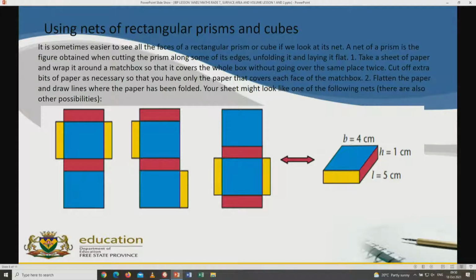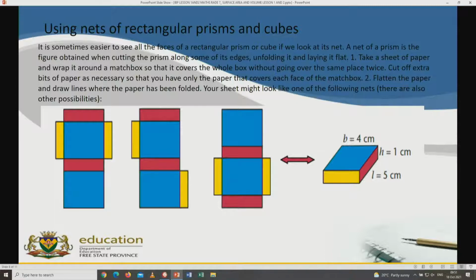Now this is the unfolded matchbox. It is now a net. And if we fold and put these opposite sides or faces together, we will end up with a box looking exactly like a matchbox. Now, let us have a look at the dimensions. What are the dimensions? It is the measurement going in different directions.